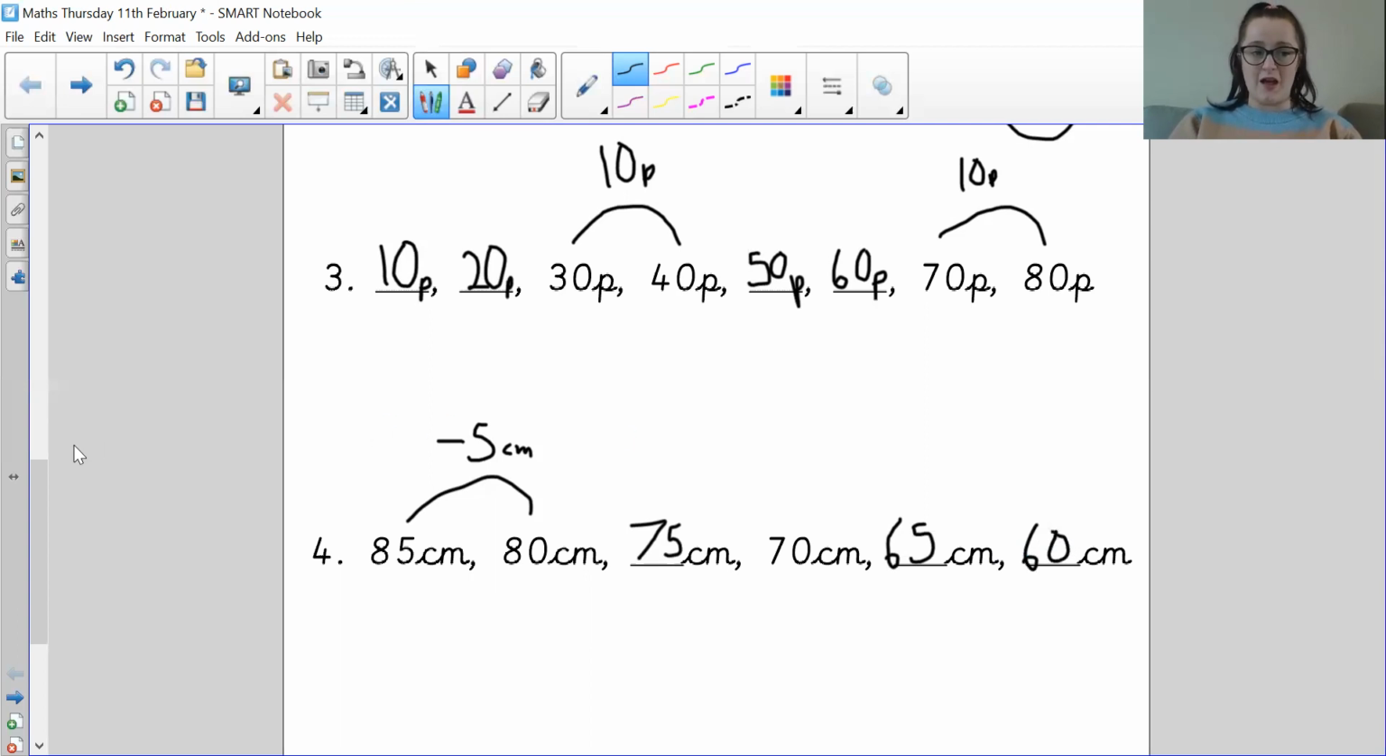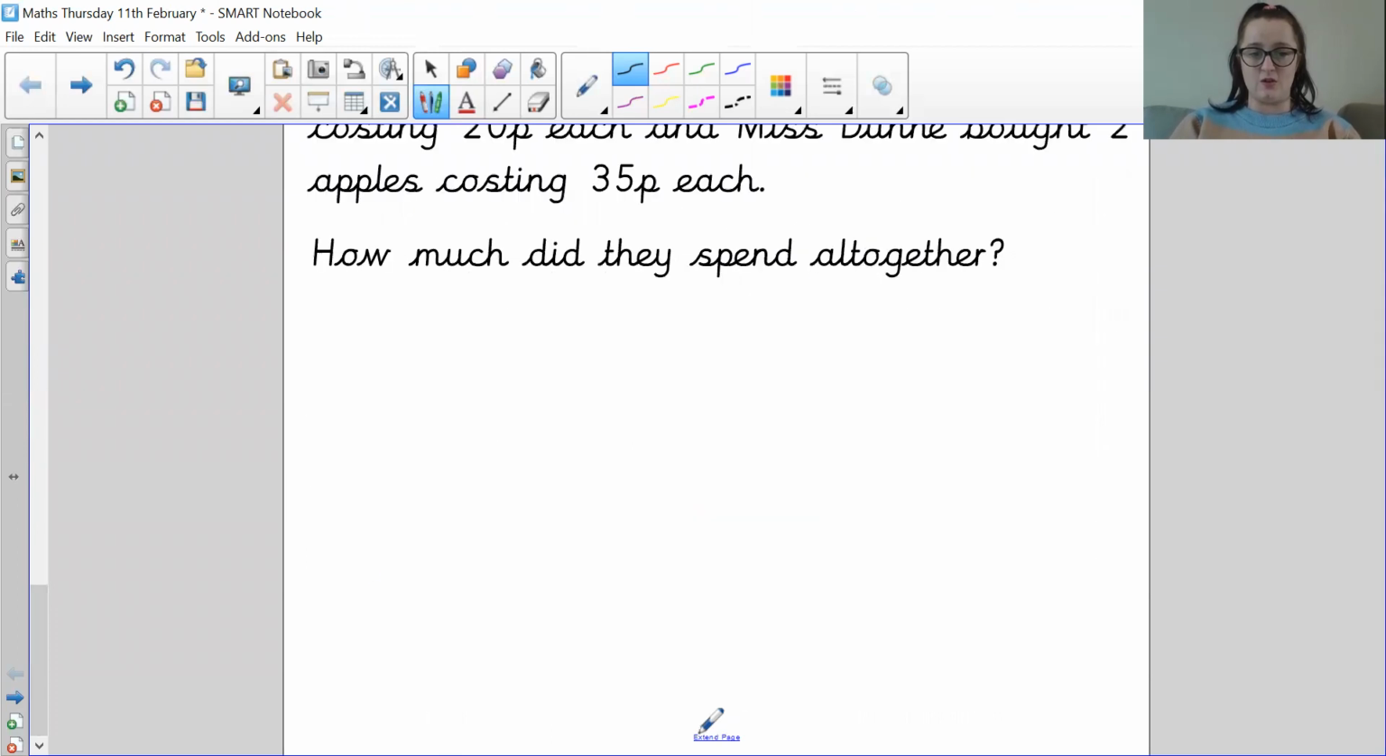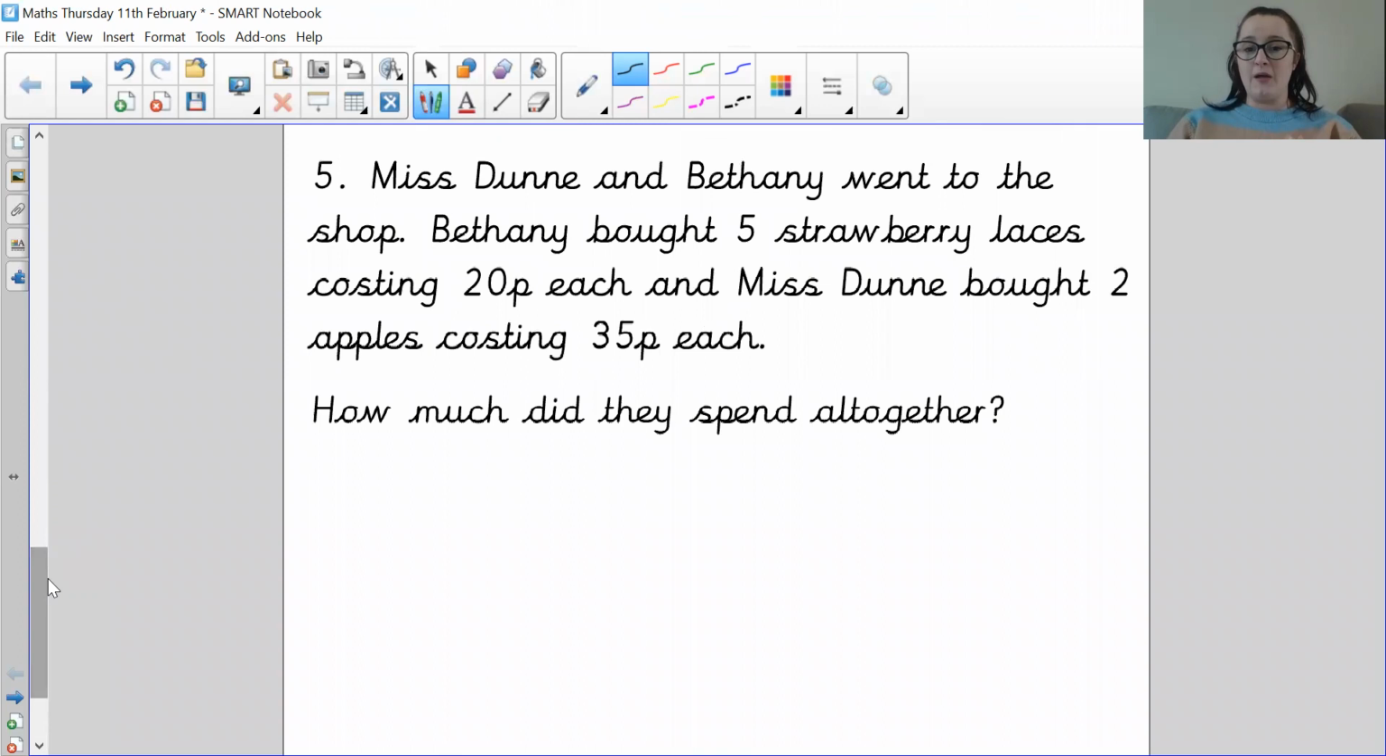Right, let's have a look at my last question. Now, it looks like a really big one, this, doesn't it? So I'll get some more space for my working out. So Miss Dunn and Bethany went to the shop. Bethany bought 5 strawberry laces costing 20p each, okay? And Miss Dunn bought 2 apples costing 35p each. How much did they spend altogether? So there's a lot I need to do on this bit.